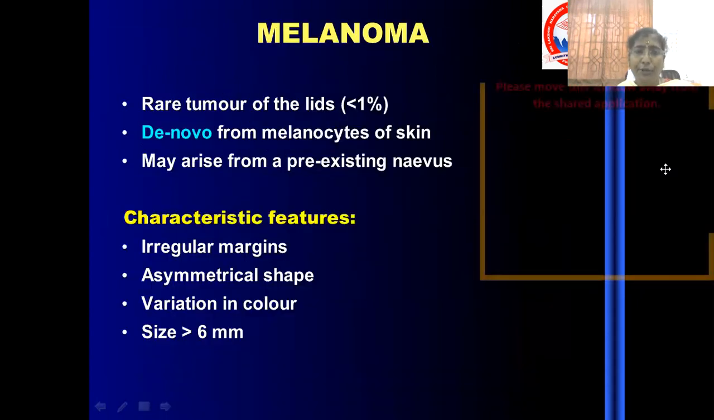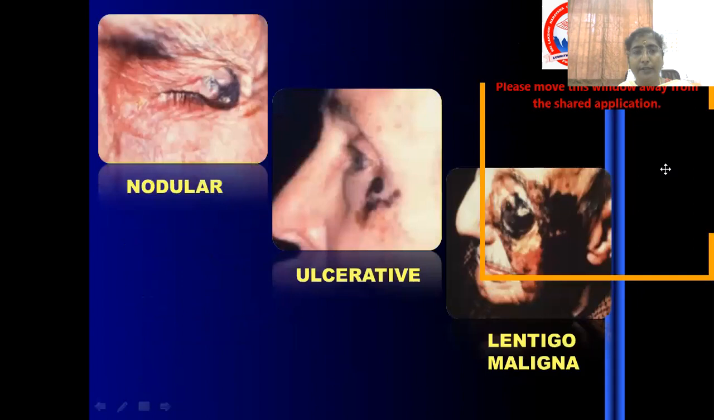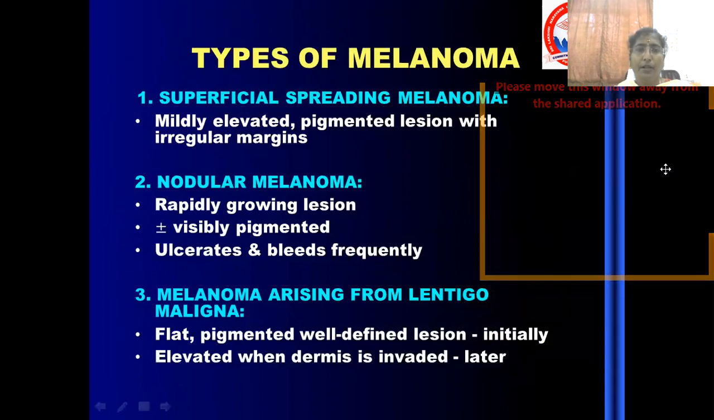Coming to melanoma, it is a rare tumor of the lids, and it can arise de novo from the melanocytes of the skin, or it may also arise from a pre-existing nevus. Characteristic features include irregular margins, asymmetrical shape, variation in color, and size more than 6 millimeters. So this is showing nodular type, ulcerative type, and lentigo maligna.